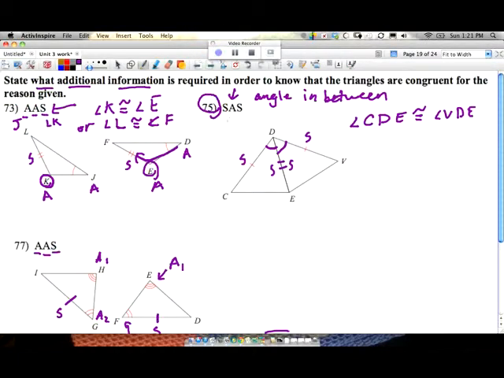But when it is in between, like number 75, when you have the angle in between, there's only one angle that sits between the two sides that are given. I can't choose the other two. There's not as much flexibility there. Okay, let's keep going here.